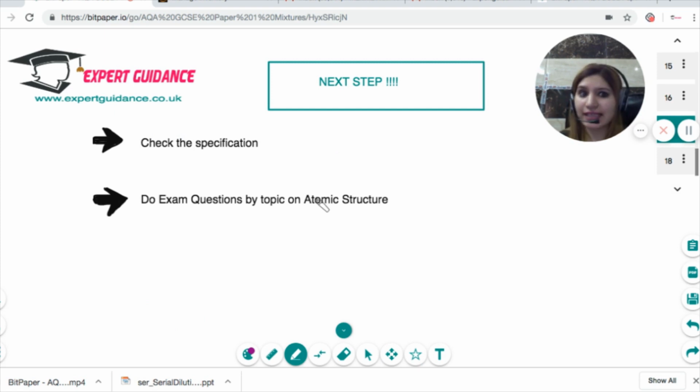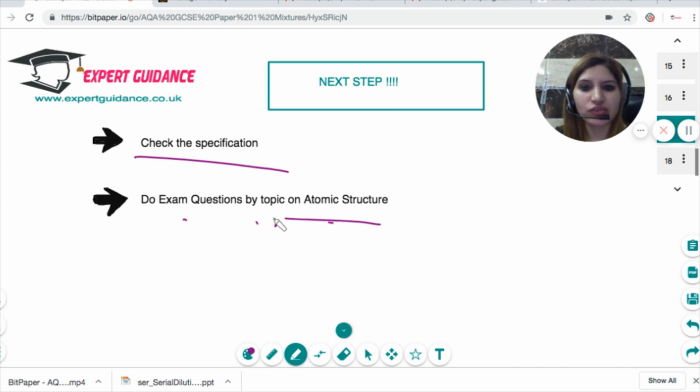Now, what's the next step? The next step is to check the specification. Make sure the specification for this chapter is crystal clear to you, and do exam questions on this topic on atomic structure. The exam questions can be found on my website. The link is shared with you in the description box below.